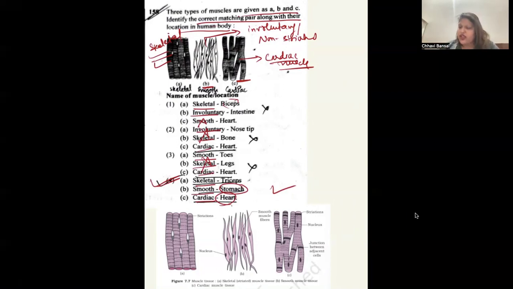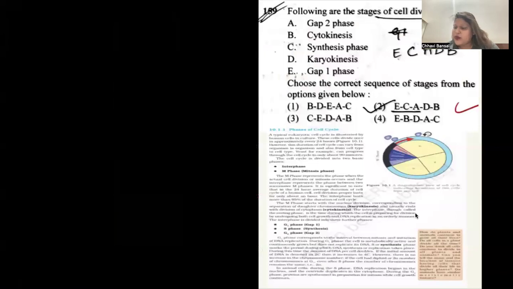So it is involuntary, and our triceps are under our control. So it comes as skeletal or voluntary muscles. Clear? Let's go to the next question.